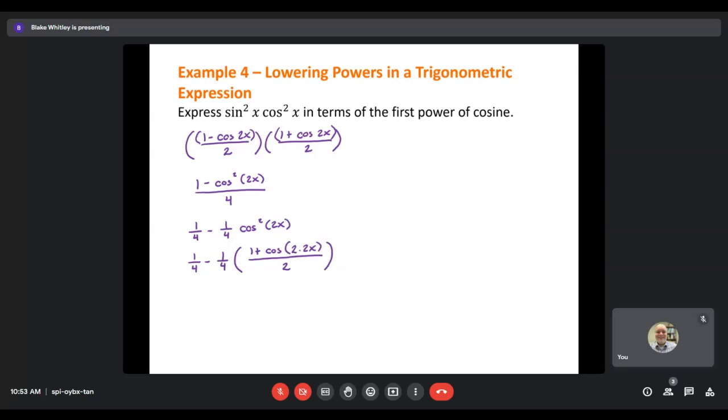And so now if we simplify all of this, we get 1/4 minus, now up top, we're just going to have 1 plus cosine of 4x. On the bottom now, we can multiply the 4 and the 2 together, and that's just going to give us 8.